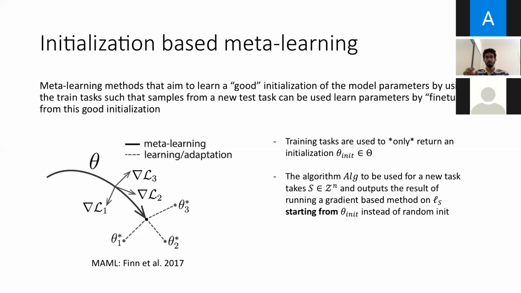But the biggest feature of these algorithms is that the training tasks are used to only return an initialization, theta init. And the algorithm that you'll use for a new task is going to take samples from it and run some kind of gradient-based method on the empirical loss, starting from this initialization theta init. And instead of starting from a random init, you're going to use this meta-learned theta init and hope that now you require fewer samples. So I think this should answer Andre's question about what are the restrictions on the algorithms that a meta-learner can return.